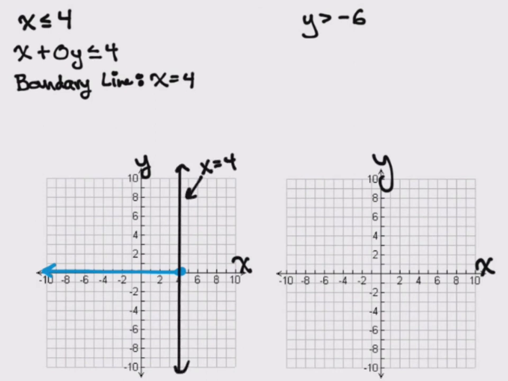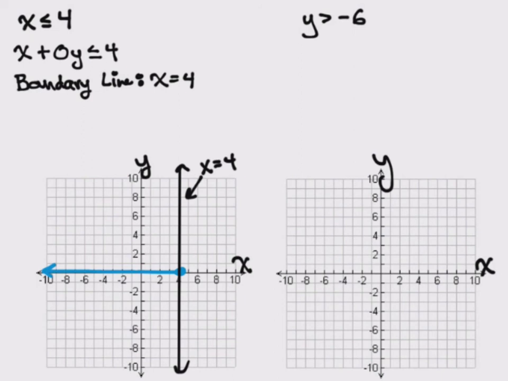And of course, that's going to be a solid boundary line because this is a less than or equal to inequality. Now, there are two ways to go from here. The first is, since x is less than or equal to 4, we know we're going to shade to the left of the boundary line. If it were x is greater than or equal to 4, we'd shade to the right. Equivalently, we could try a test point.